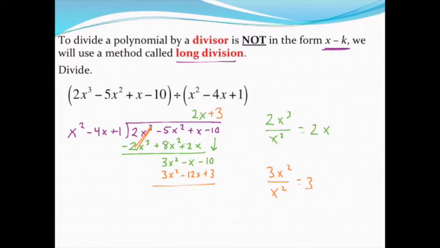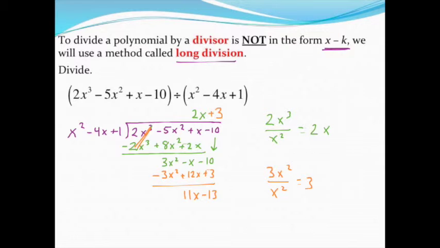I need to subtract those numbers, so I don't like to subtract, so I'm just going to add the opposite. So make it a negative, make it a positive, make it a negative. You don't have to do that step, but I definitely like to because I don't like subtracting. So negative x plus 12x is 11x. Negative 10 plus negative 3 is negative 13. And there's nothing left to bring down, so that number must represent my remainder.